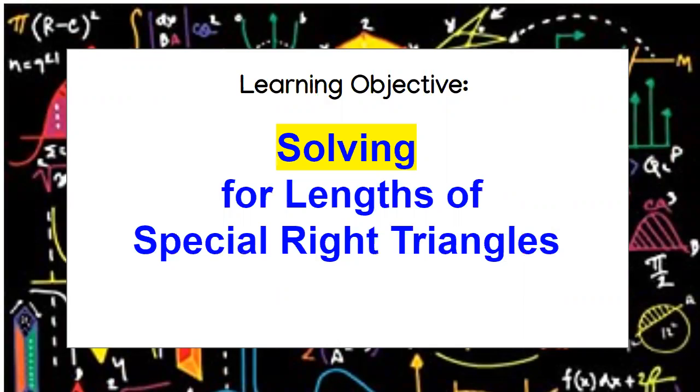So I'm going to do a little side note on how to simplify radicals whenever we multiply radicals and whenever we divide by radicals, okay? I'm going to do a little bit of side work so you can refresh your memory on all of that. So with that said, here's our learning objective: solving for lengths of special right triangles.